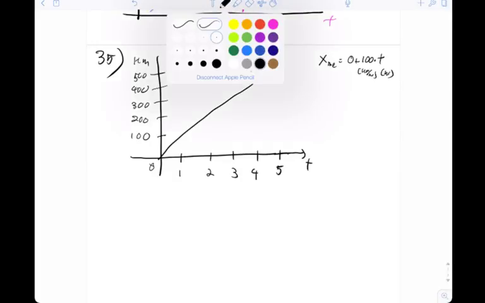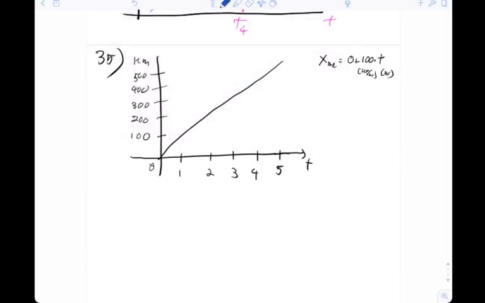Now my brother is also going to travel at a constant velocity, and he wants to arrive exactly when I do. So his position versus time line needs to intersect my position versus time line at exactly that time.